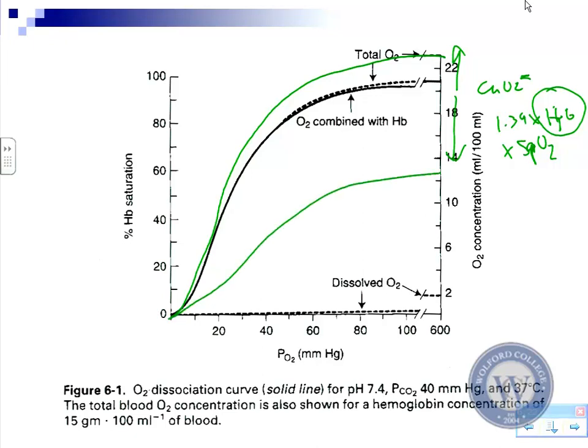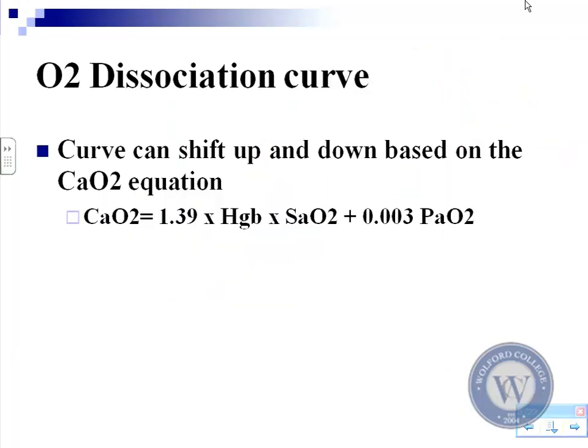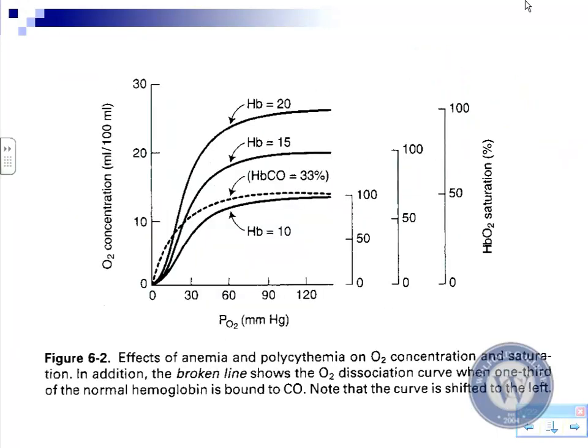This number here will drop down. This will still be 100% saturation, but my carrying capacity will drop. Okay? Does that make sense? Always got to be aware of that. Okay, so I'm going to show you a picture of that. So this is your curve shifting up and down based on your hemoglobin content.